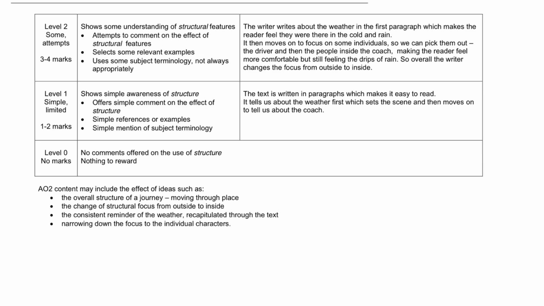And finally, just to remind myself and you about that need for the overall summary, here is a Band 2, Level 2 answer. The writer writes about the weather in the first paragraph, which makes the reader feel they were there in the cold and rain. You'll notice no overall summary, which is a big clue that that's going to put you and me in Band 2. Now obviously the examiner will choose a best fit, but clearly I'm not going to get into a Band 4, simply because I did not know the unspoken rules of the exam.